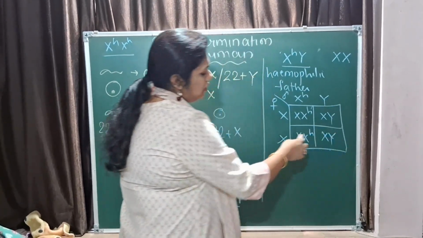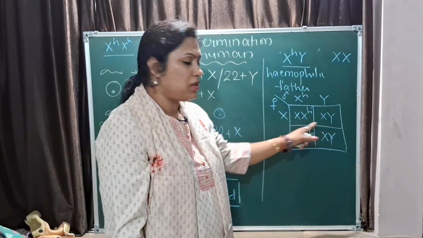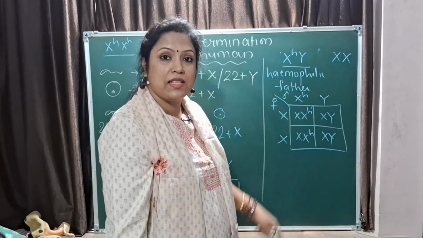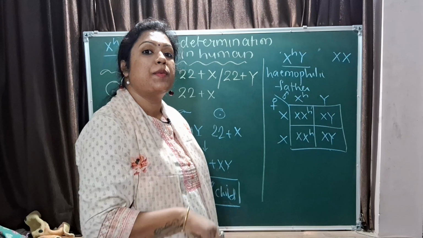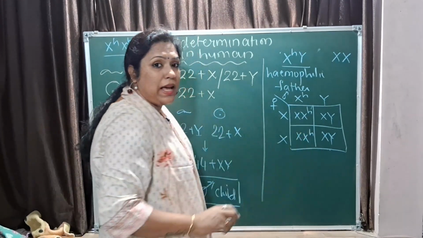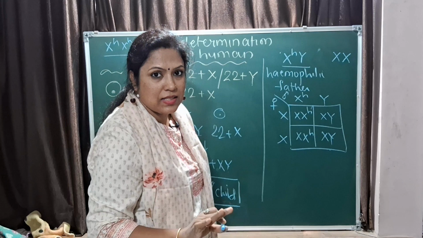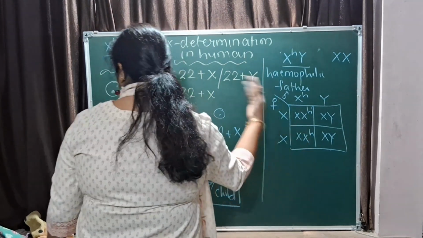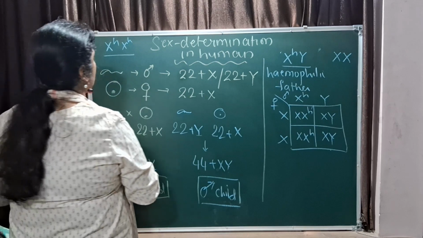The reason the sons are healthy is that the mother was healthy. The X chromosome which the son has received has been received from the mother. So the son is healthy. But daughters are also carriers. They are not displaying the disease. Now the next question is, this carrier daughter marries a normal man.